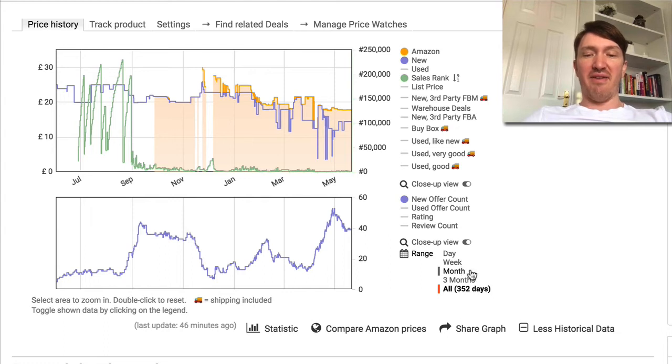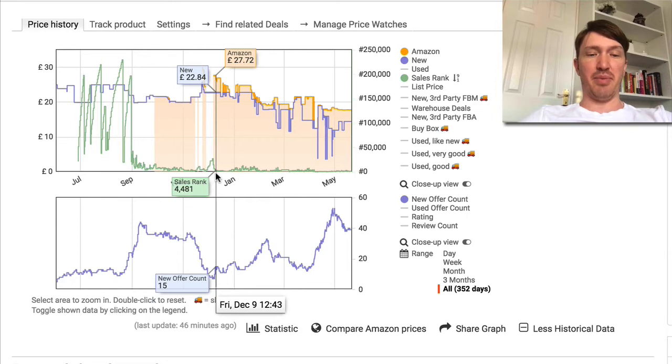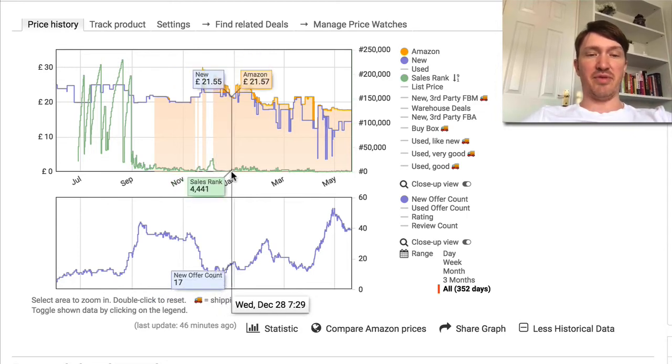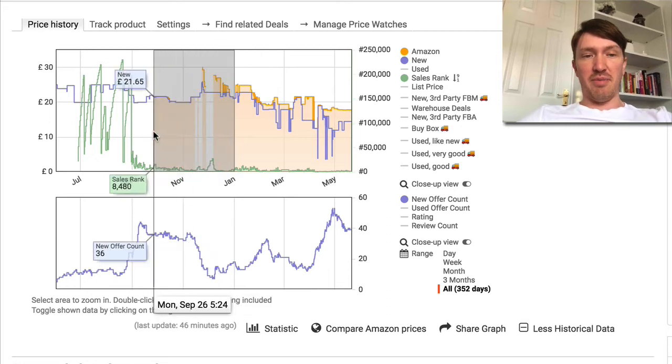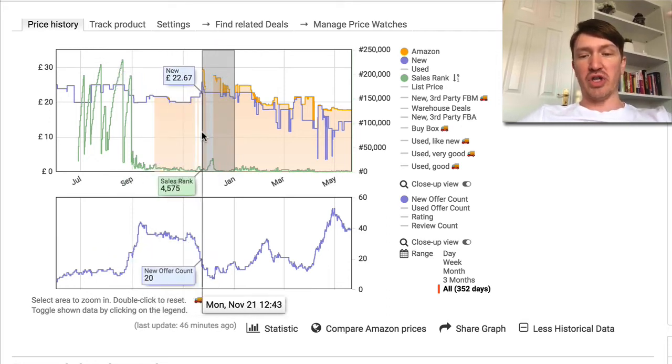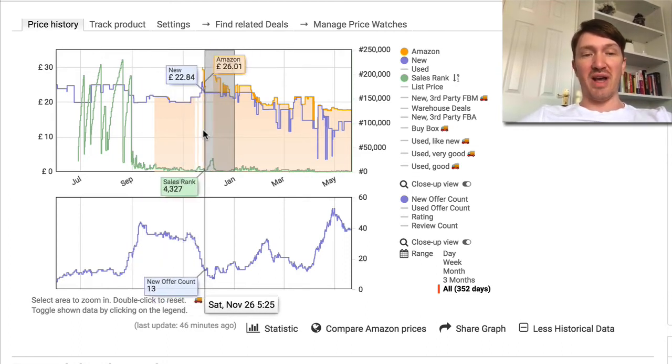Now, I'll go one step further than that. Let's say there's a certain period of time you're really interested in. For example, here, this December period. Let's say I was very interested in last year's Q4 sales data because I was considering buying a large quantity of this stock before the next Q4. What I can do, and not many people know about this, believe it or not, is you can literally click on the Keepa graph and you can drag, and it will not just go to a weekly, monthly, 3 month or all view. It will literally zoom into whatever you want to have a look at.